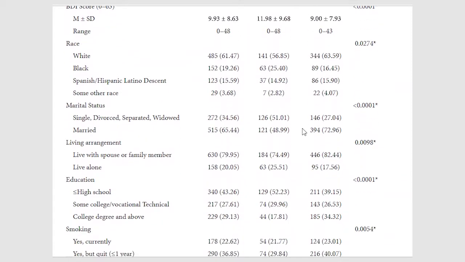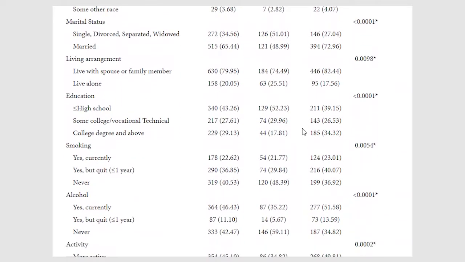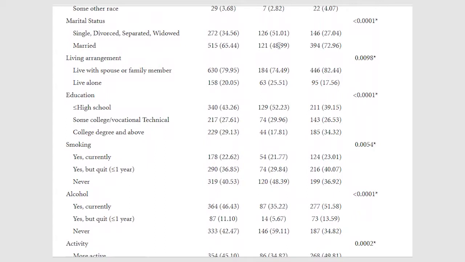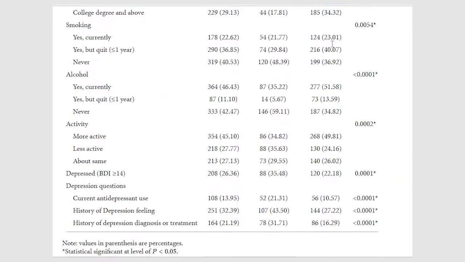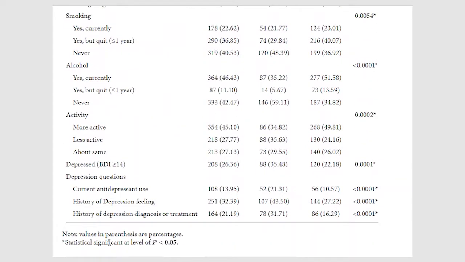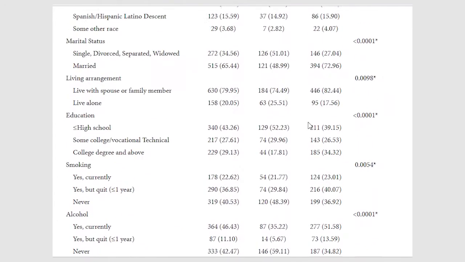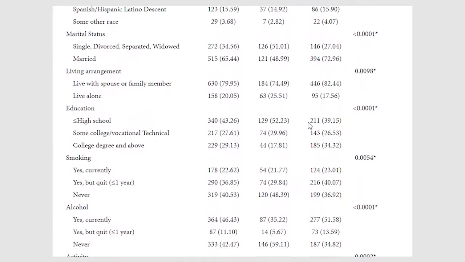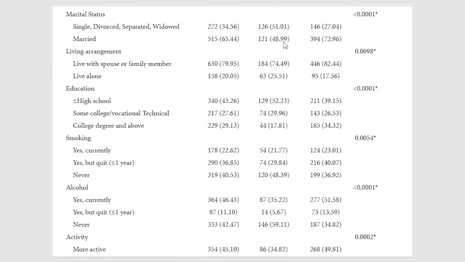But here, let's go to marital status to be a little easier to look at. So what are we looking at? Remember, this was women, this is men, and then you have to read down at the bottom. Remember I told you to always look at the footnotes in these tables. And so it says values in parentheses are percentages, and then it gives us our statistical significance information. So remember, this column was for women, this column was for men.